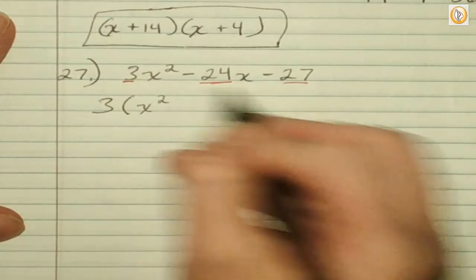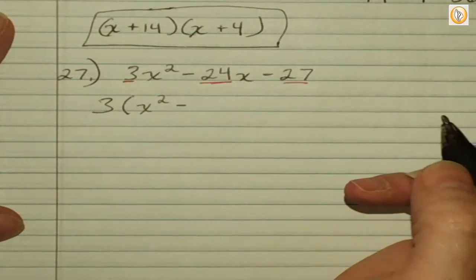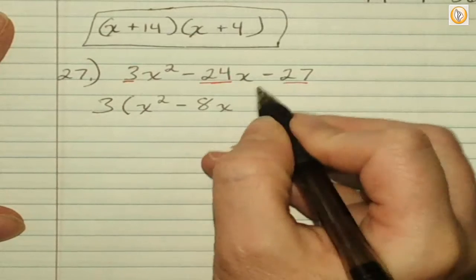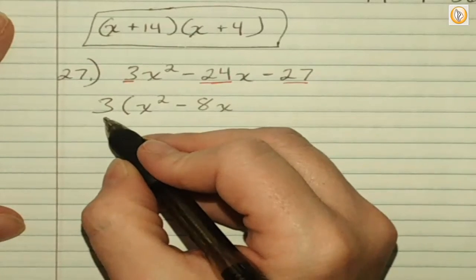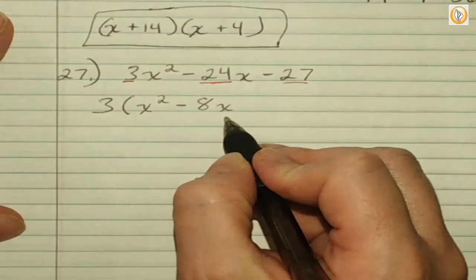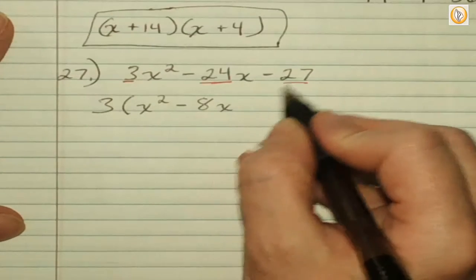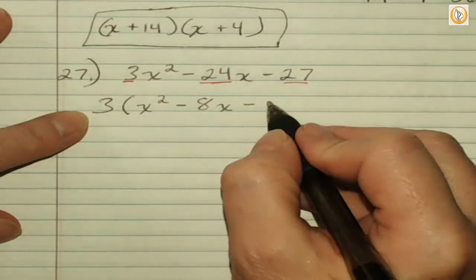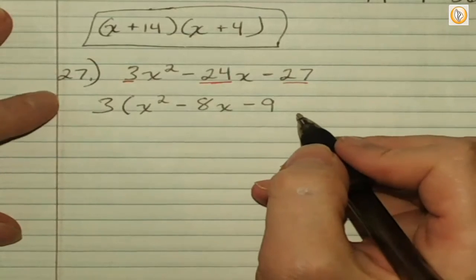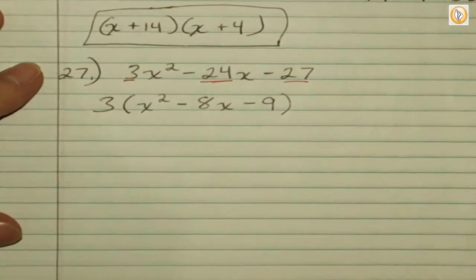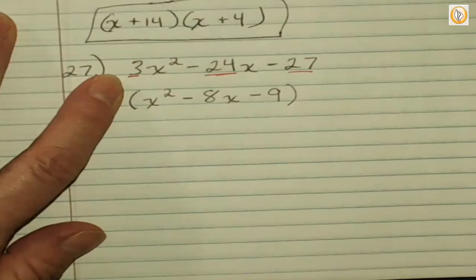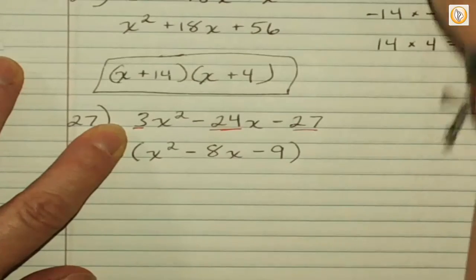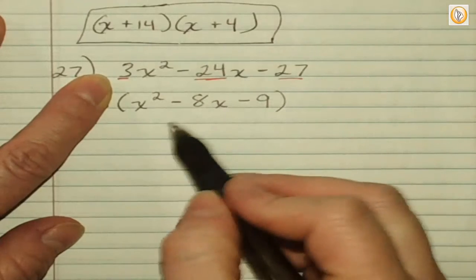So here I'd have x squared. What would I have here? 8x. Very good, because negative 24x divided by 3 is in fact negative 8x. And then, what is negative 27 divided by 3? Yes, ma'am, negative 9. You know what we do now? Pretend that 3 is not there right now, and we do what we've been doing up here. See, now we have a nice little trinomial that we can work with.